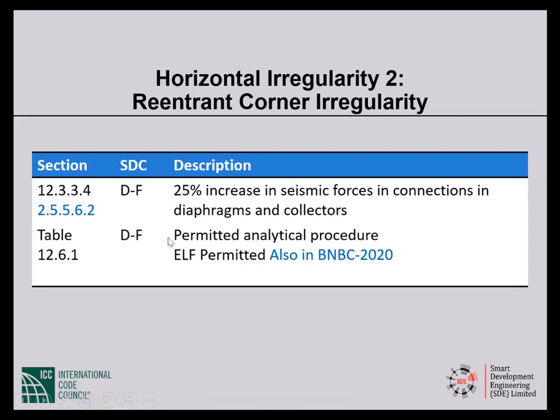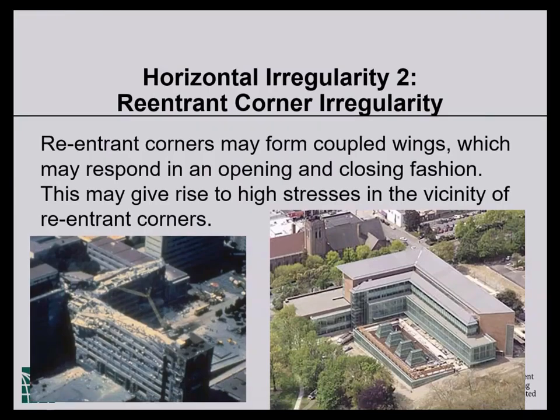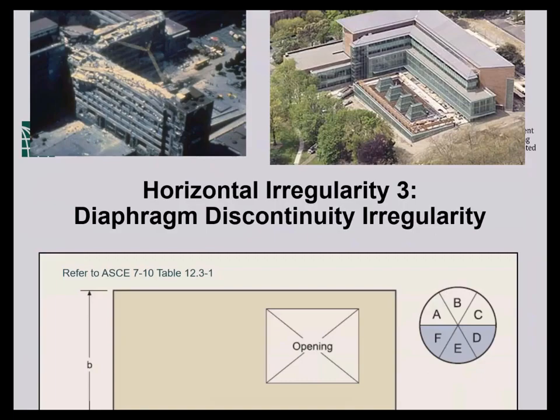And the other is the table of permitted analytical procedure. If you go there, the equivalent lateral force procedure is permitted both by ASCE 7-05 and by BNBC 2020. Okay, there is no prohibition. Horizontal type 2, re-entrant corner. We are still on the same topic. Re-entrant corners may form coupled wings, which may respond in an opening and closing fashion. Remember, BNBC specifically talks about this. This may give rise to high stresses in the vicinity of re-entrant corners.